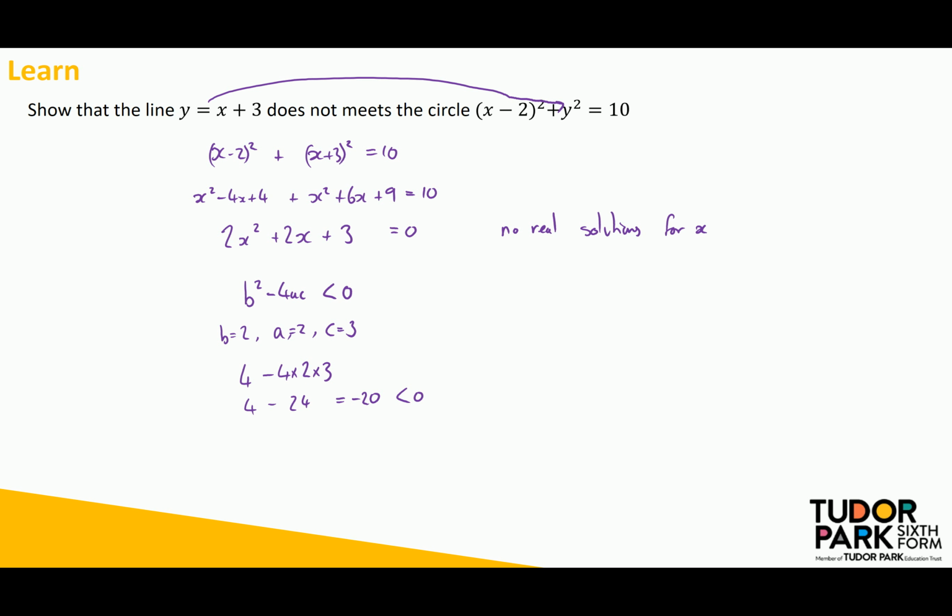So there are our two examples. When we have intersection, we solve simultaneous equations. When we don't have intersection, we assume we can solve, and then show that we can't by using a discriminant argument.